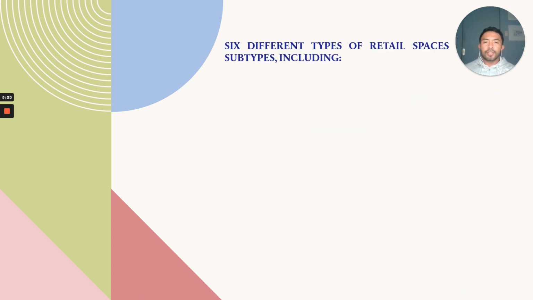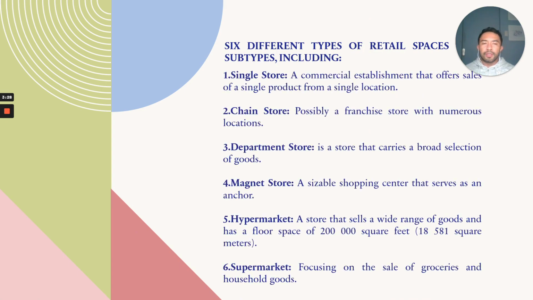So there are six different types of retail spaces. This can be categorized to the following: a single store, of course, commercial establishments that offer only sales of a single product from a single location. And then there's a chain store, possibly a franchise store with numerous locations. A department store, that is a store that carries a broad selection of goods and even brands. A magnet store, a sizable shopping center that serves as an anchor store.